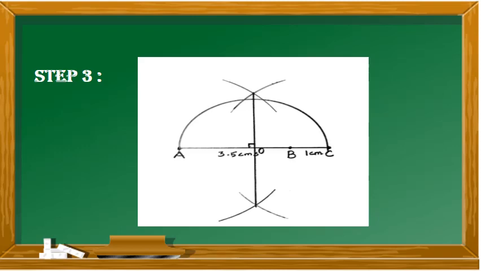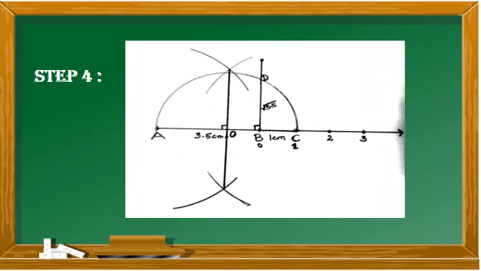Step 3 is, with the help of compass and O as center and OA equal to OC as radius, draw a semicircle. The next step is, place the protractor at B and mark 90 degrees. Now from B, draw a line and extend it. Now you can see the line meets the semicircle at D and it is a perpendicular line. Now that BD becomes square root of 3.5.